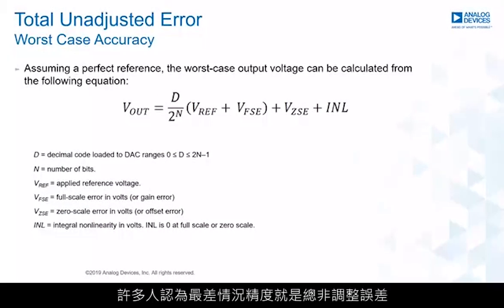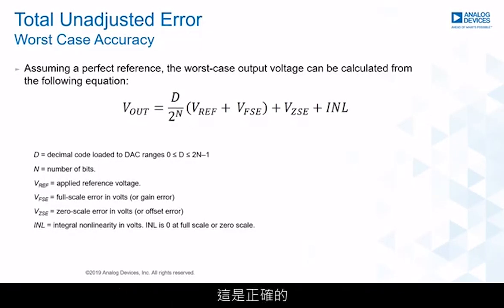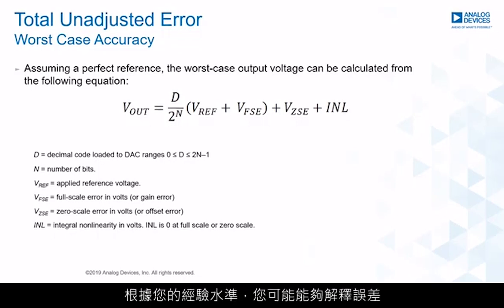Many people take the worst case accuracy to be the total unadjusted error, and they are correct. It is effectively the worst case the actual output voltage can be from the ideal at any given code. If you program your DAC, you will expect the output to load to a certain value. Depending on your level of experience, you may account for the errors, or you may be surprised when the output voltage or current is not where you expect it to be.